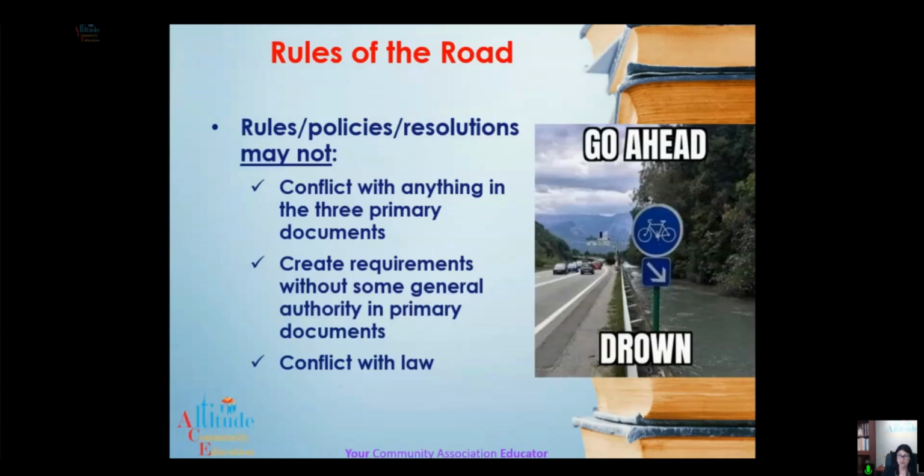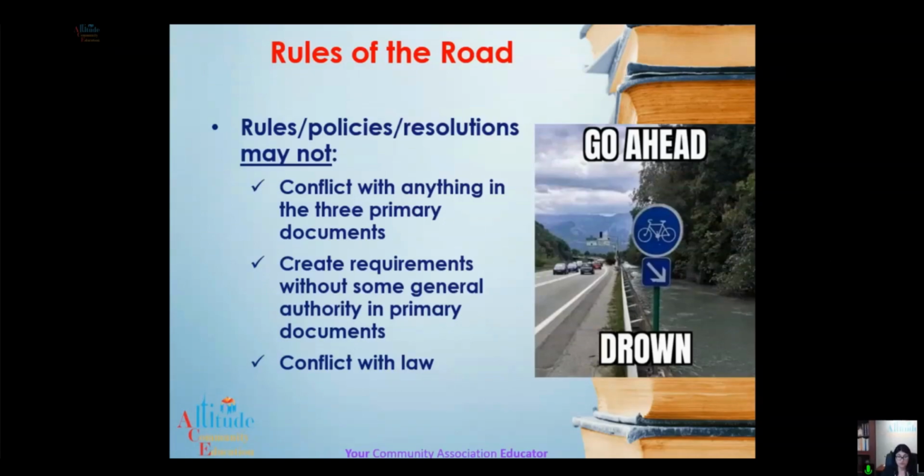So what's a good example? I actually had this question come up this morning, and it's a great example. I had a manager ask me, she said, the board wants to know if they can adopt a rule requiring owners to park their vehicles in the garage instead of somewhere else. And I had to say, well, it depends. It depends on what your documents say and whether there is some broad authority for the association, A, to control parking, B, to control the garages.